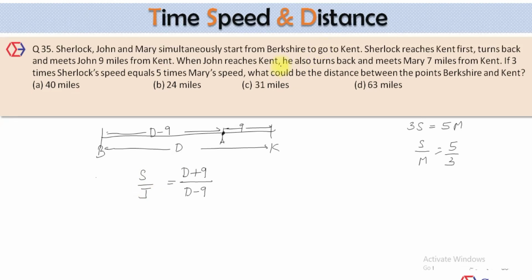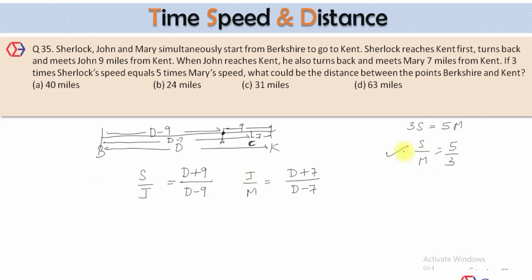What's the next condition? When John reaches Kent, he also turns back and meets Mary 7 miles from Kent. So by the time John covers his d, he'll turn back, he'll cover 7 more. Let's say this is point C. So by the time John covers his d plus 7, Mary will cover only d minus 7. This is d minus 7. So the ratio of the distances traveled by them will be: John will cover d plus 7 while Mary will cover d minus 7. This is the ratio of the speed of John and Mary.